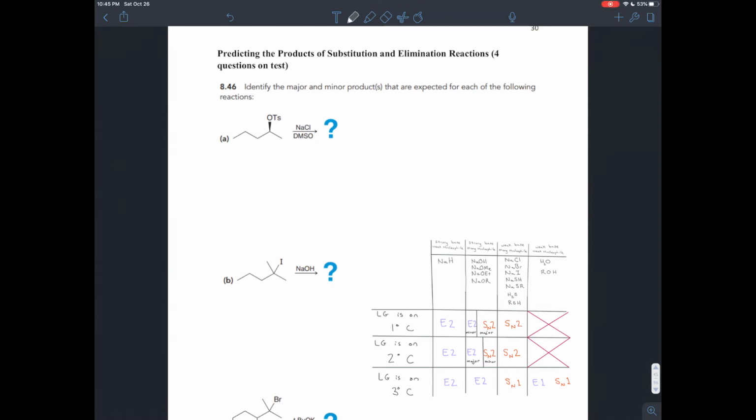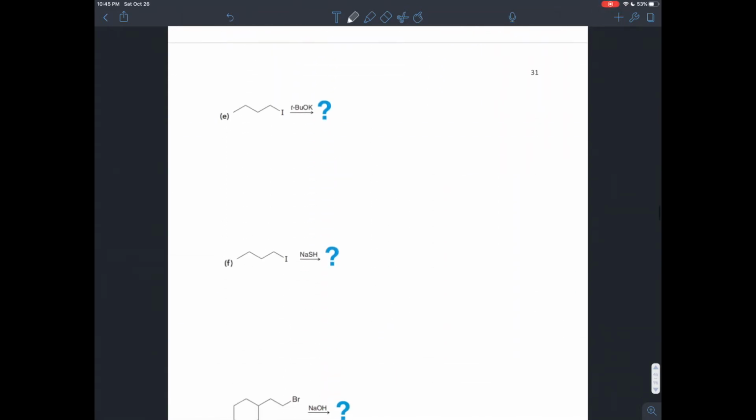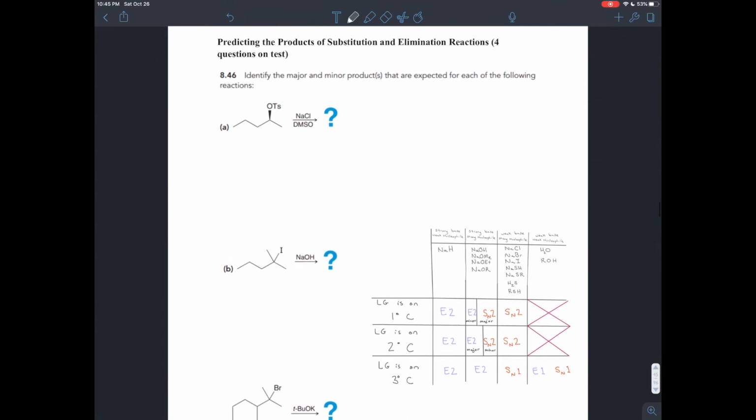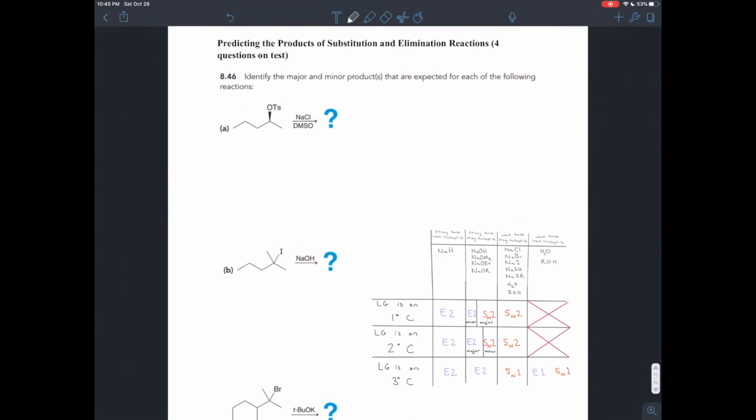Exercise 8.46 is a very cumulative type of problem. The first thing we're going to have to do is figure out what type of mechanism these reactions happen by, and they give us a whole series of them. We have to figure out the mechanism or mechanisms that these happen by, and then we're going to use our knowledge of those mechanisms to predict and draw the products.